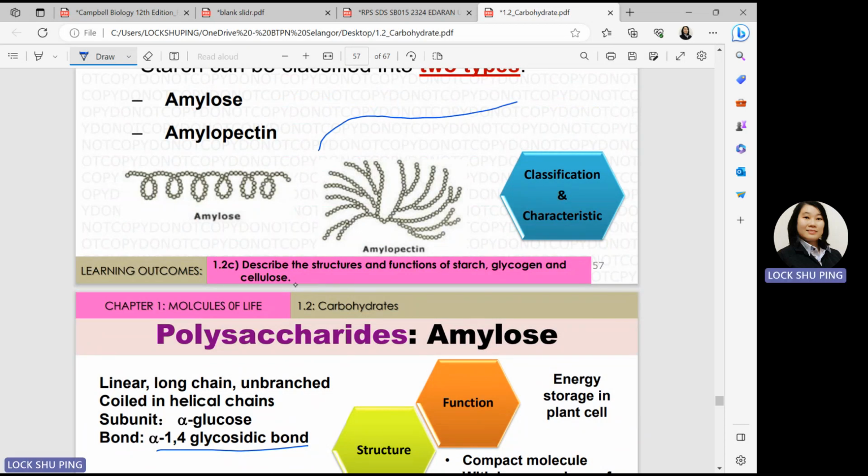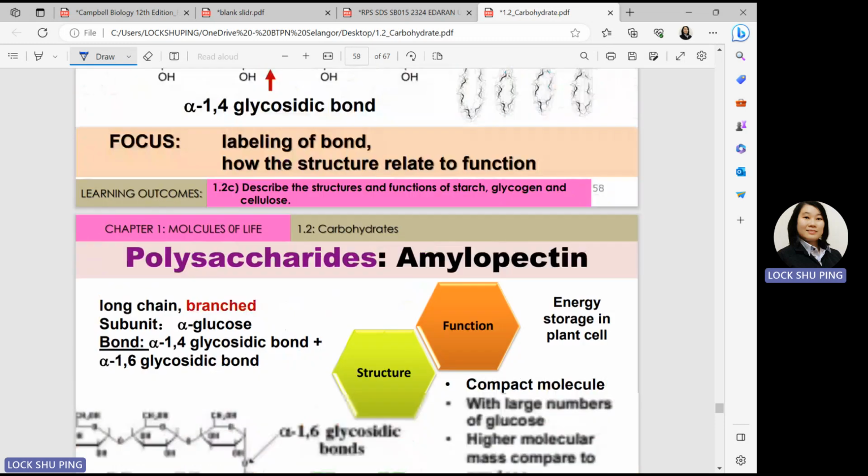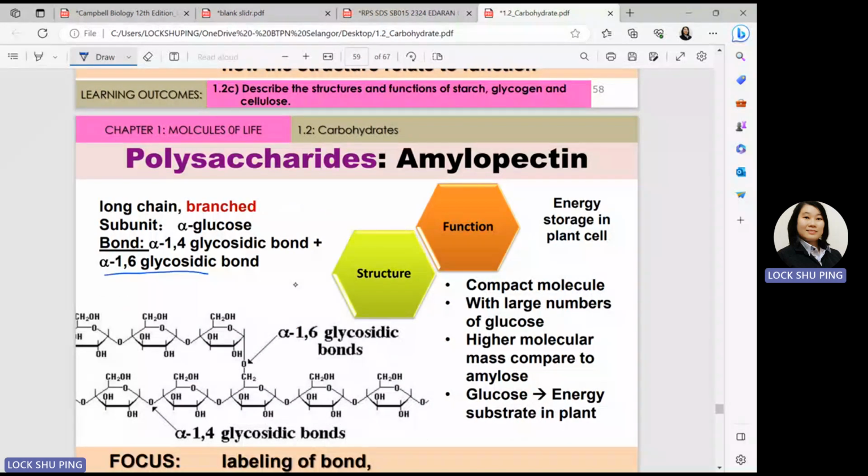When they come to a certain length, they are going to branch themselves into 2. And at a certain length, they will branch themselves into 3. So there is always branching occurring throughout the formation of the amylopectin. This kind of branching is caused by the alpha 1,6 glycosidic bond.